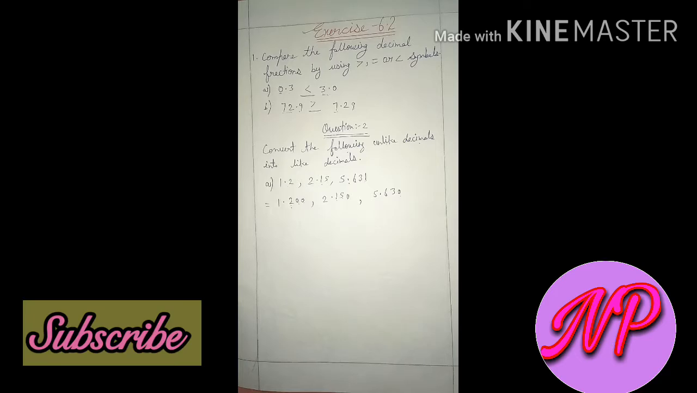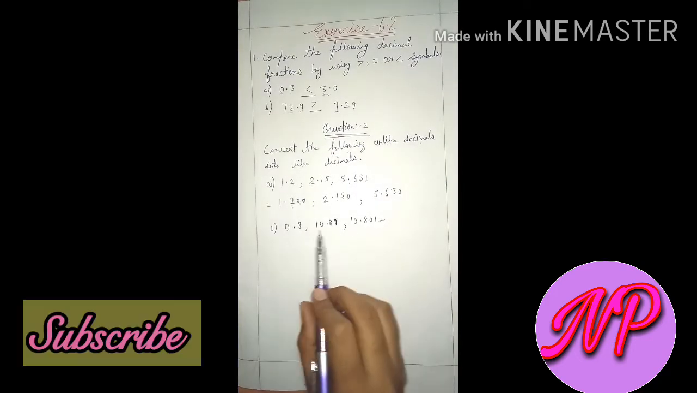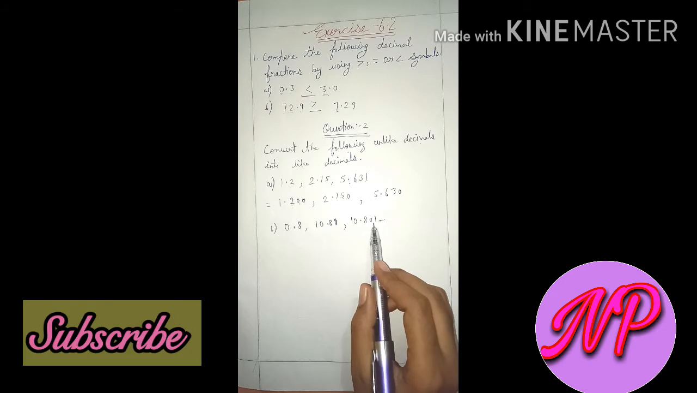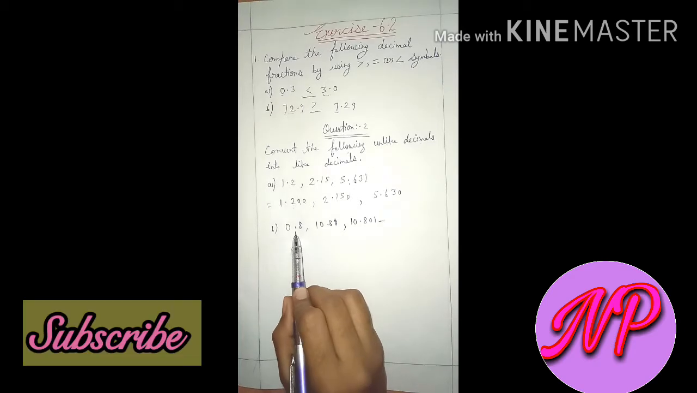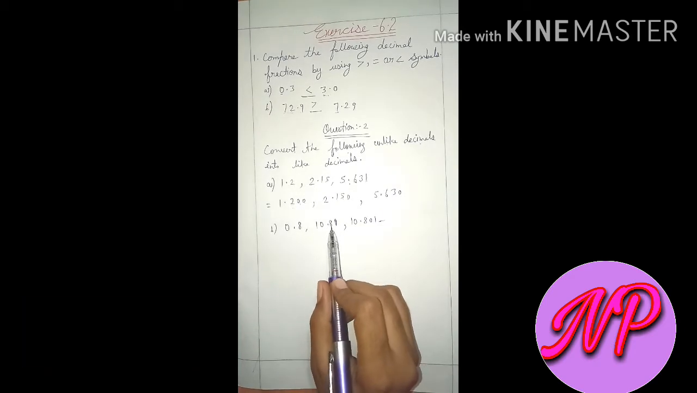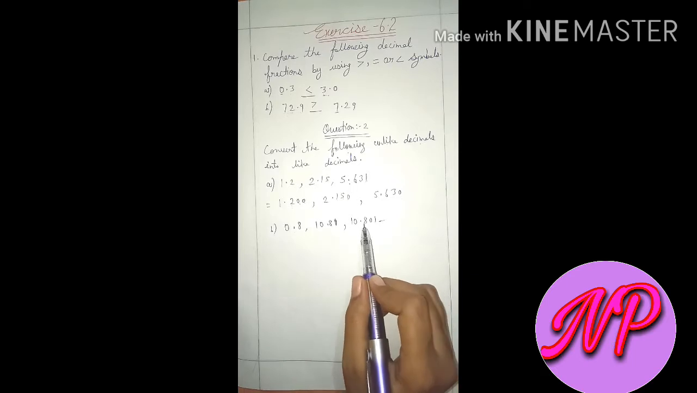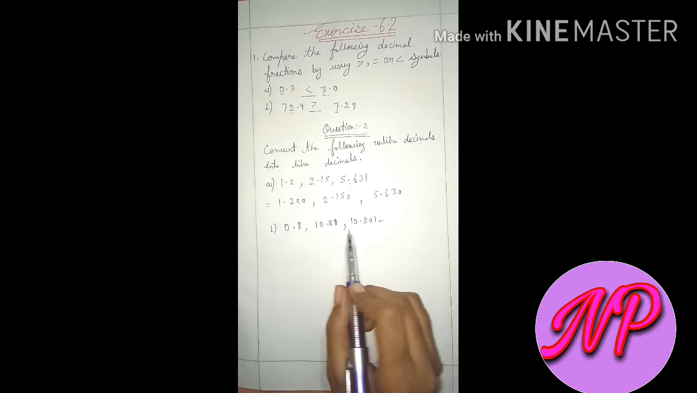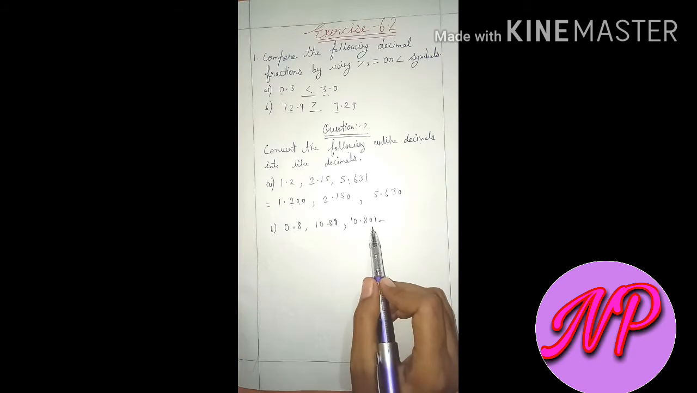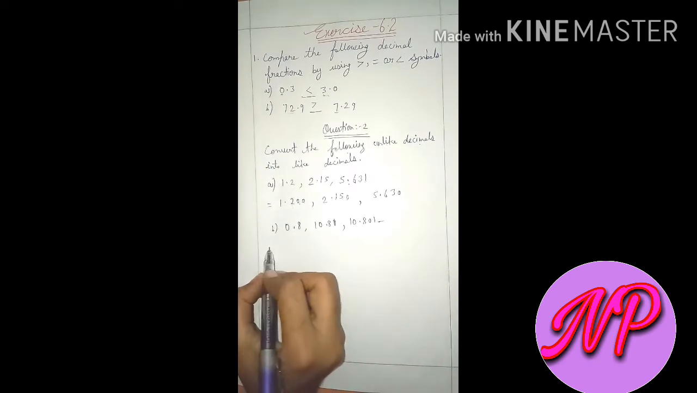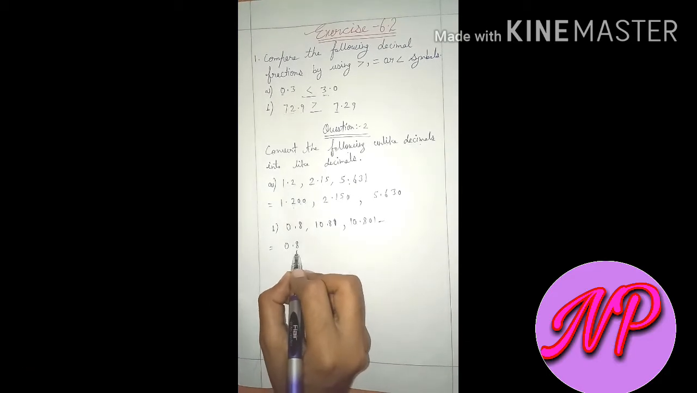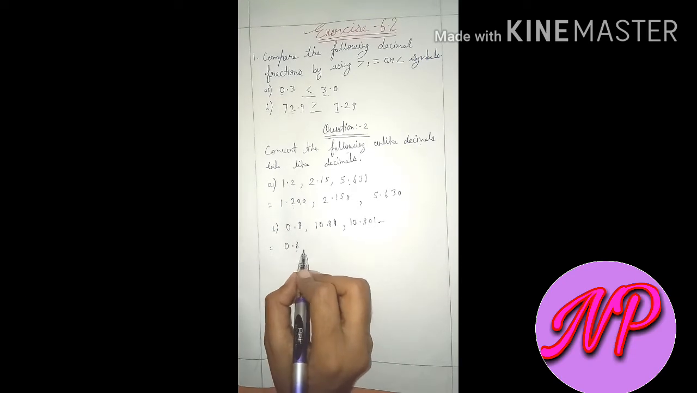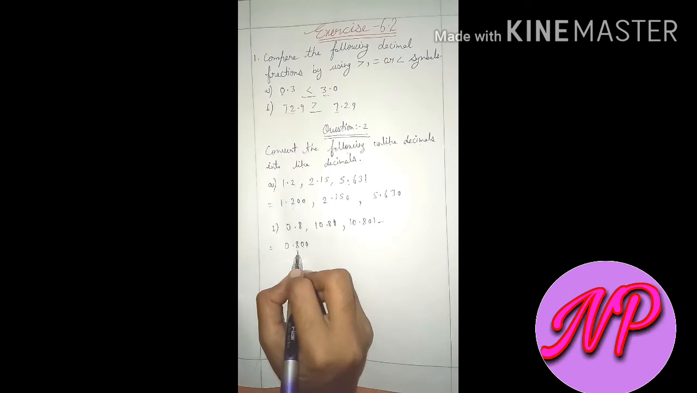Got it? Now another question: 0.8, 10.81, 10.801. Firstly we check the decimal places of each number. This has the first decimal place, this has 1, 2, 2 decimal places, and here 1, 2, 3, 3 decimal places. The maximum is 10.801 with 3 decimal places. So we will make all the decimals equal to 3 decimal places. To make 0.8, a one decimal place number, into 3 decimal places, we put 00 at the end. 1, 2, 3. Now this is a 3 decimal place number.